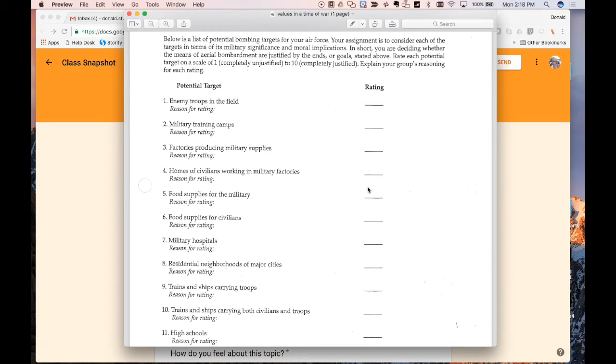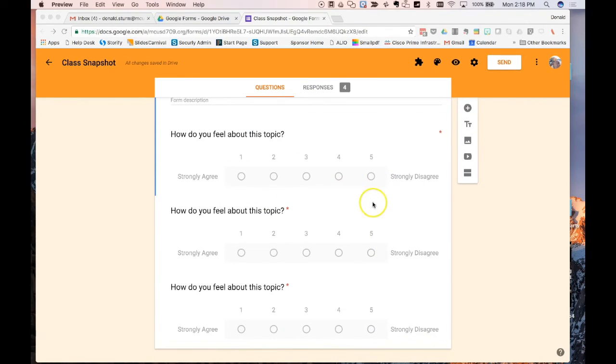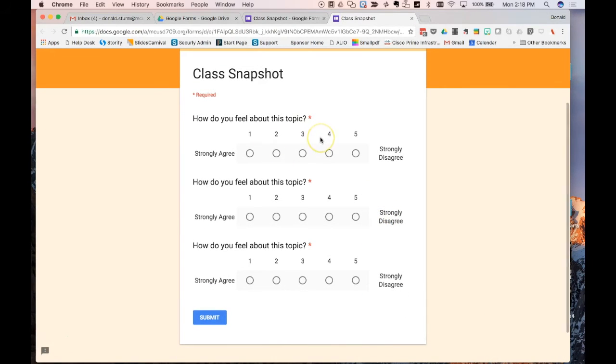Now, you could have them for each question, stand up, move to a side of the room, and sometimes we did that. But if you put these into a Google form, now I just did a 1 to 5, but you get a very quick capture of where they're at. And it would look this way if we look at the preview. How do you feel about this topic? So if it was those values in a time of war, okay, I strongly disagree with this one. I strongly agree with this one. I strongly disagree with this one, and then submit.